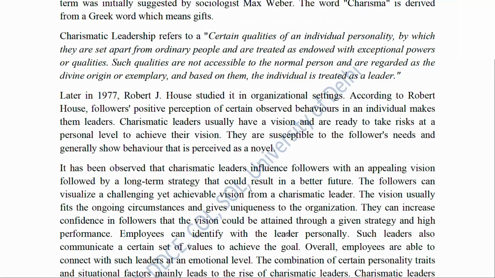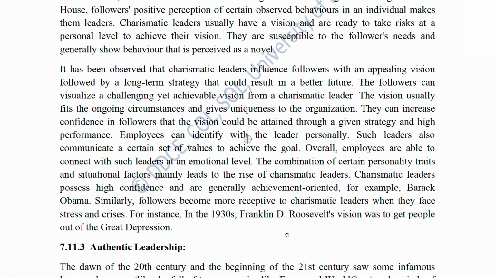According to Robert House, followers' positive perception of certain observed behaviors in an individual makes them leaders. Charismatic leaders usually have a vision and are ready to take risks at a personal level to achieve their vision. They are susceptible to the followers' needs and generally show behavior that is perceived as novel. It has been observed that charismatic leaders influence followers with an appealing vision, followed by a long-term strategy that could result in a better future.